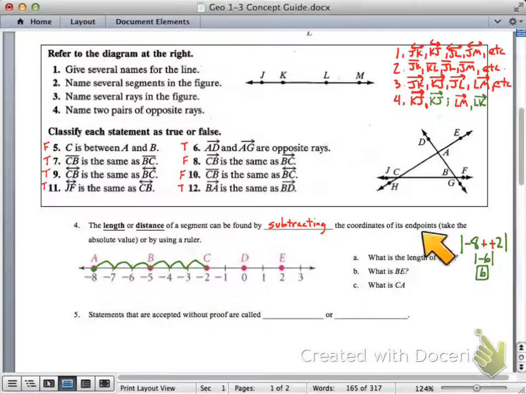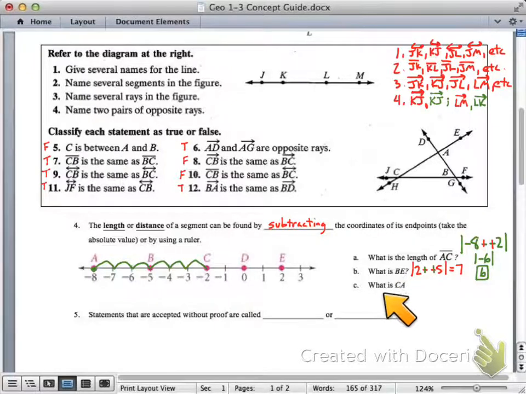What is BE? Now, these phrases here, the length of AC is the same thing as saying what is BE. Do you see how the length of segment AC, and then it says what is just BE without the little segment above it? This means what is the length of BE. So what is the length of BE? We're going to subtract. 2 minus -5 is 7.